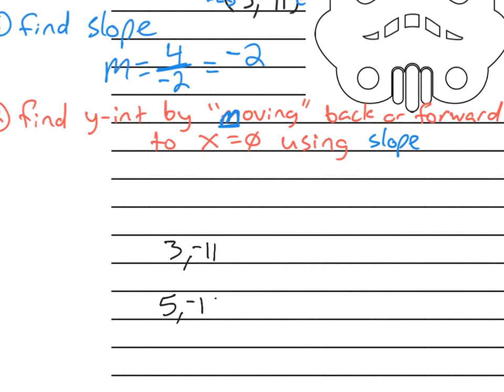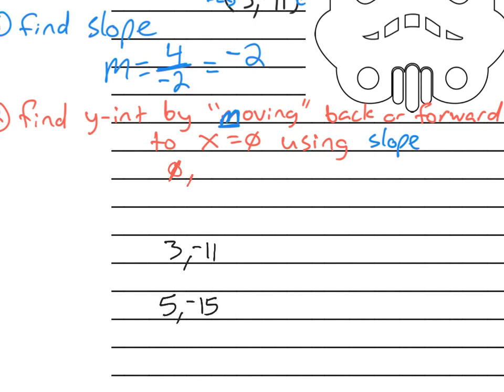5, -15. Okay, so you could stack them like you would for finding the slope. You could also think of it like a table here. So if I want to move back up and down the table, I need to get to the x value of 0. So that would be 2, 1, 0 right there. Okay, it's going to be 0 comma something.